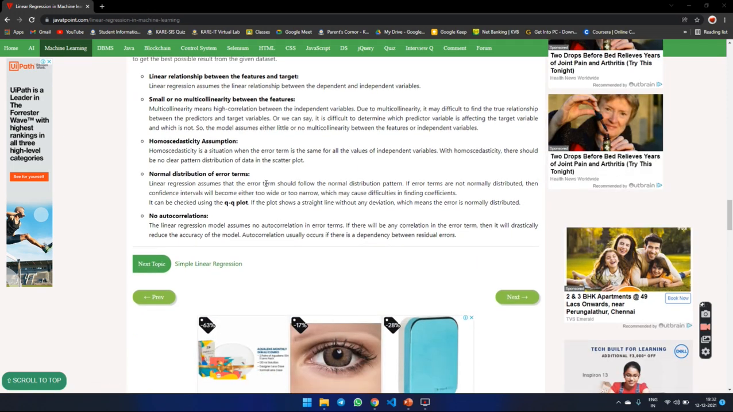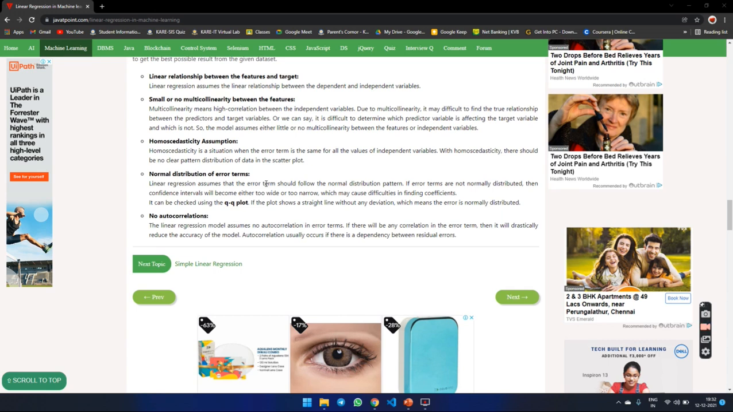Then homoscedasticity assumption. Homoscedasticity is the situation when the error term is the same for all values of the independent variable. There should be no clear pattern in the distribution of the scatter points.